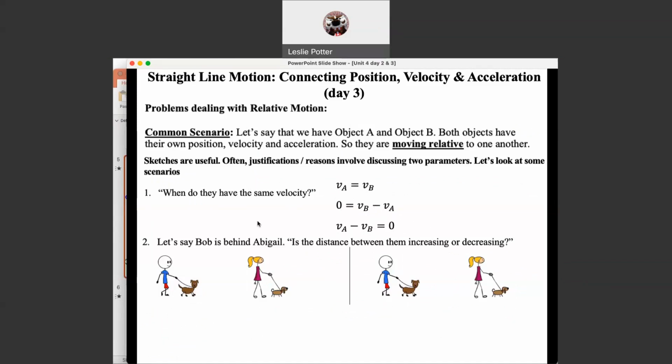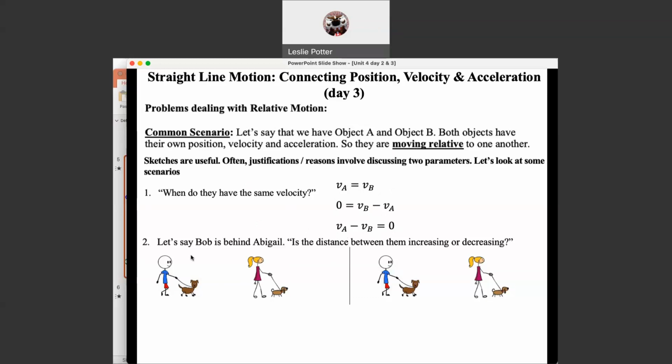Which one we use depends on the problem. Sometimes if we're just given two position functions, we differentiate each one and set them equal to each other, and then we can find the time at which they have the same velocity. Sometimes it helps to subtract them, take the difference of the two and look for when their difference is 0. So it's just a matter of what is easier mathematically.